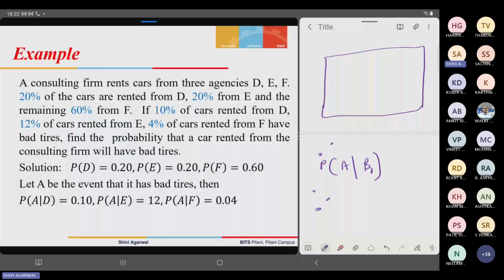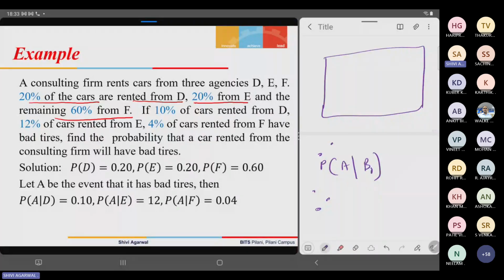Next example we are taking here: a consulting firm rents cars from three agencies D, E, F. Are the slides of the next example visible? 20% of the cars are rented from D, 20% from E, and the remaining 60% from F.